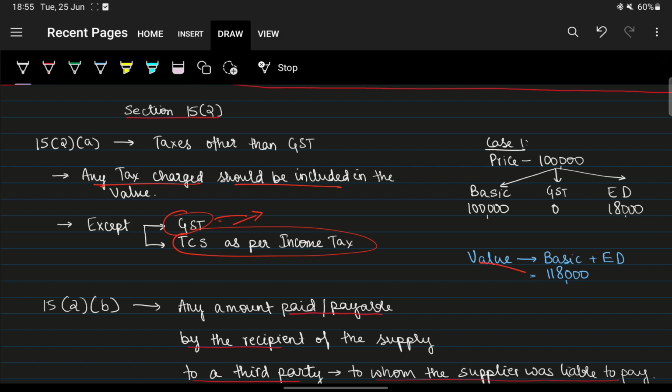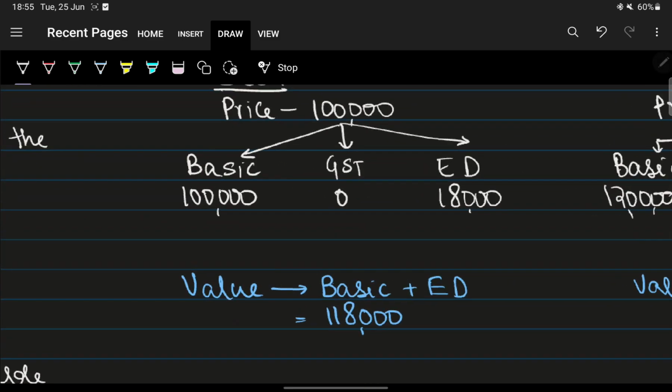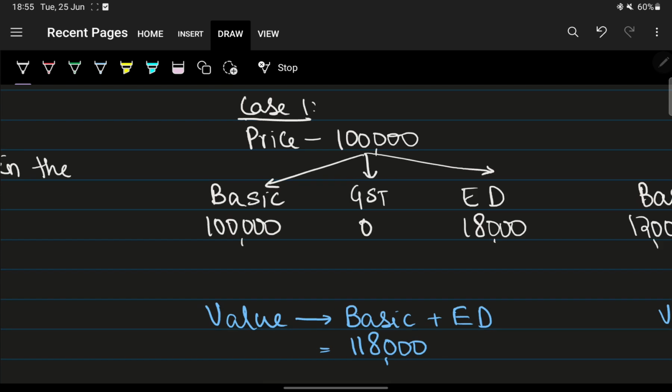Next we'll solve one case, one example I've given here. The price of any particular good or service, we'll call it item A, is 1 lakh rupees. The basic cost, meaning the base price, is 1 lakh rupees. GST has not been added into this 1 lakh.